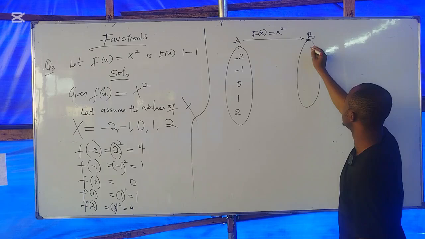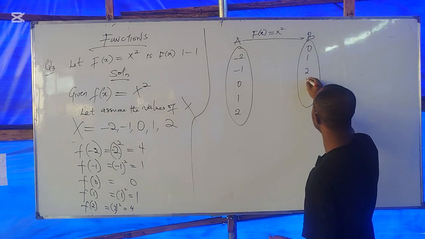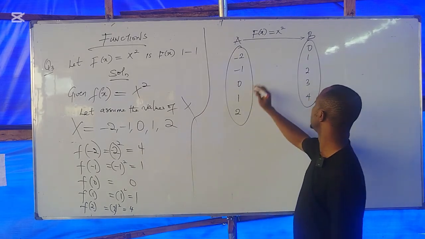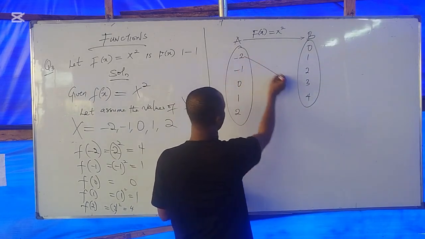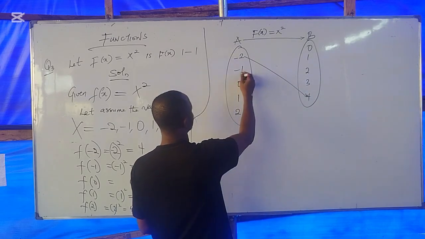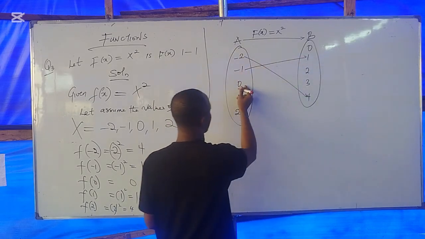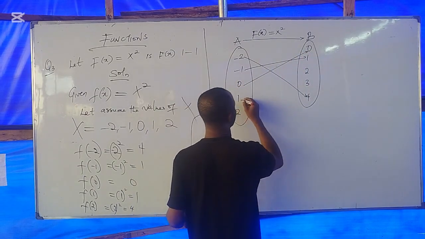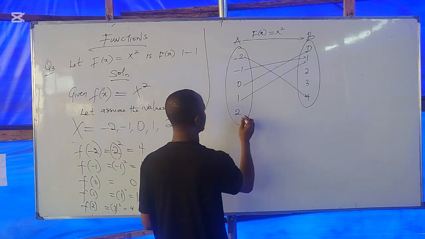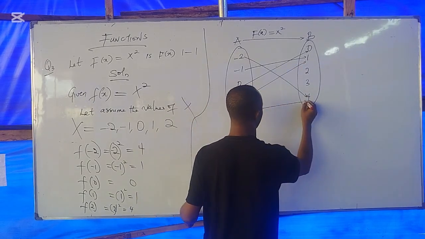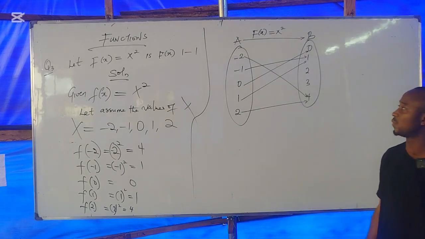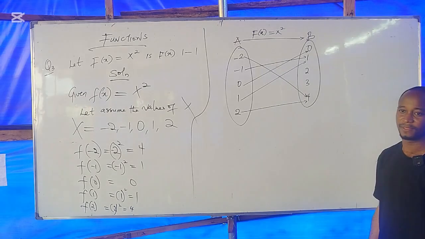So what do you have here? 0, 1, 2, 3, and 4. -2 is mapped to 4, right? Say it this way. What of -1? 1. What of 0? What of 1? What of 2? 4. Are you saying it now? So this is not 1 to 1.